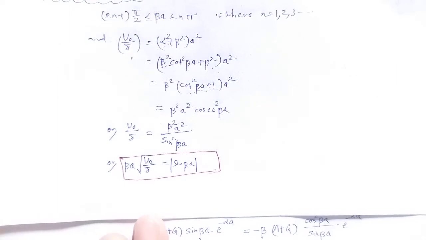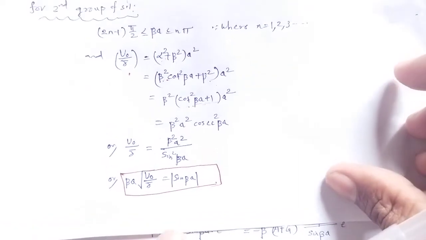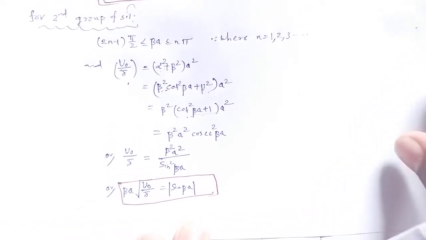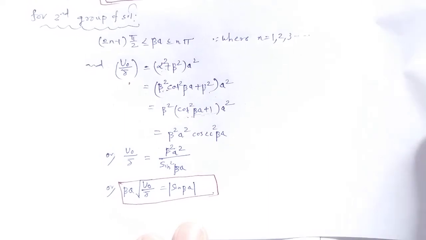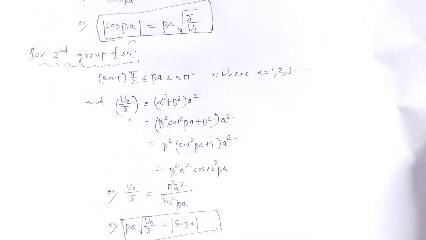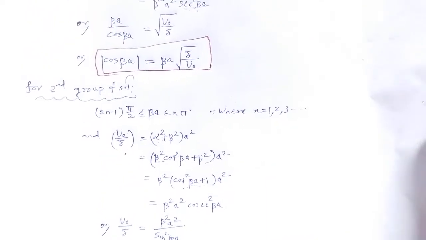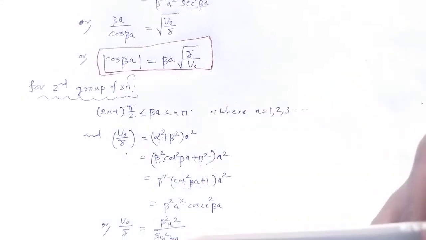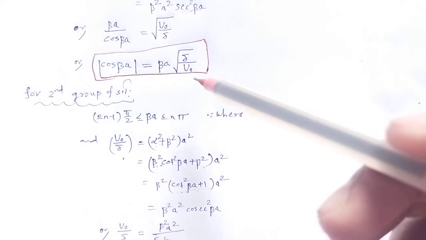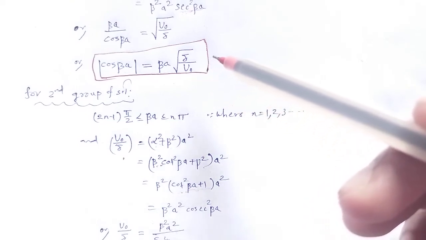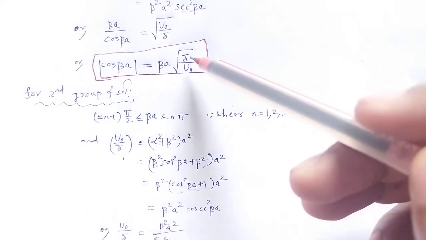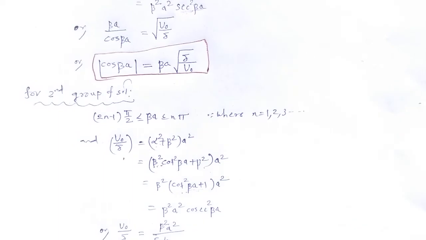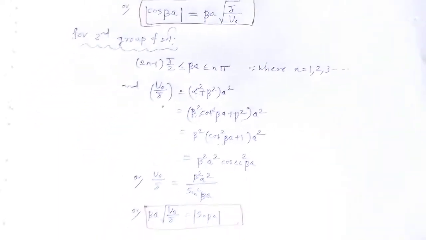Look here, from the above analysis we conclude that if we draw a graph between cos beta a and sin beta a, taking beta a times delta by u naught as the graph variable. Let us draw a graph.